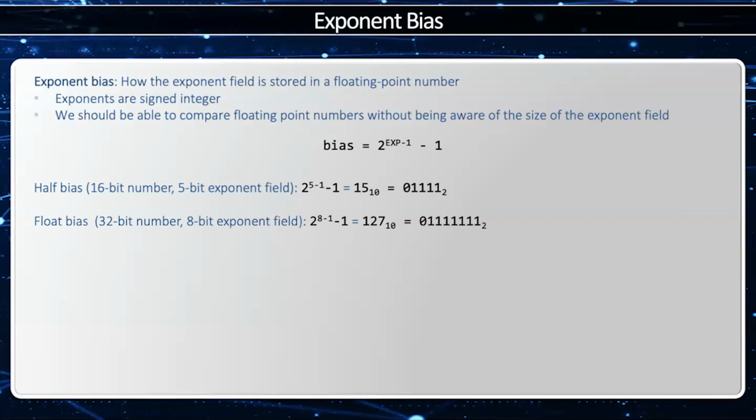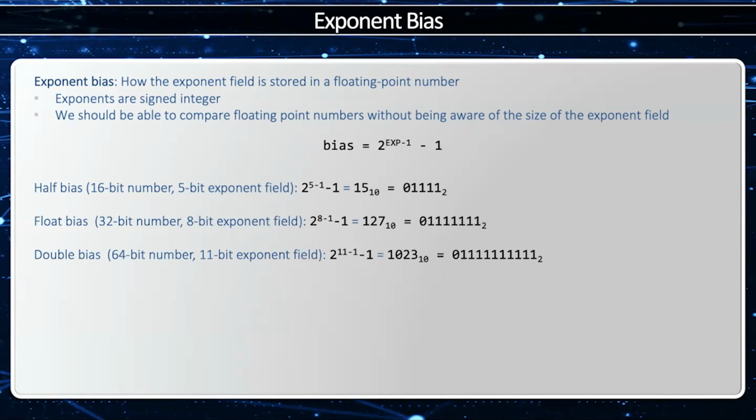Now, my float bias for a 32-bit number, which should have an 8-bit exponent field, is 2 to the 8 minus 1, because remember, exp is 8 when my exponent field is 8, so 2 to the 7, which is 128, minus 1, 127 base 10, which is 01111111 base 2. Now, finally, for my double bias for a 64-bit number, I have an 11-bit exponent field, which is 2 to the 11 minus 1, which is 2 to the 10. 2 to the 10 is 1,024, minus 1 is 1,023 base 10, which is 0, and then 9 ones.